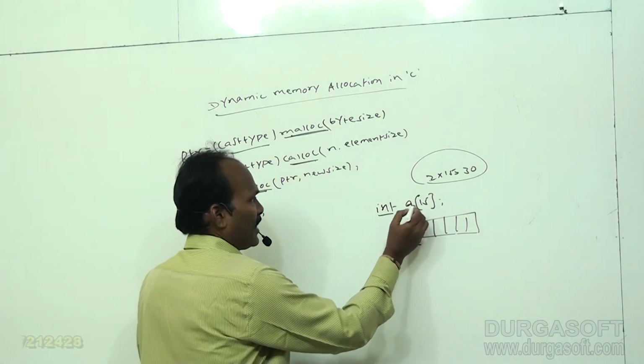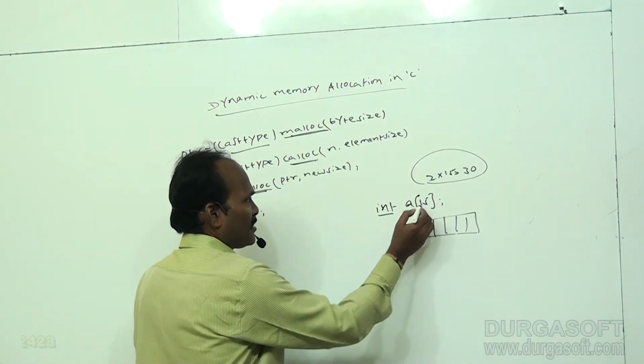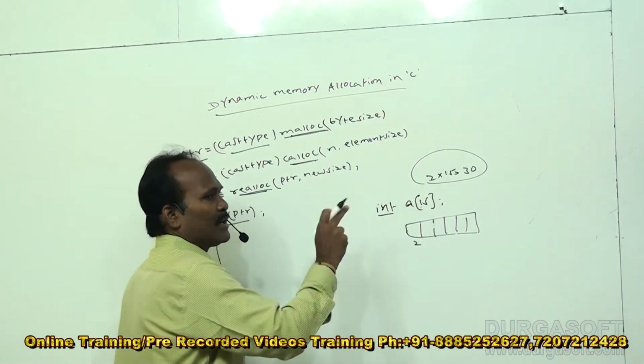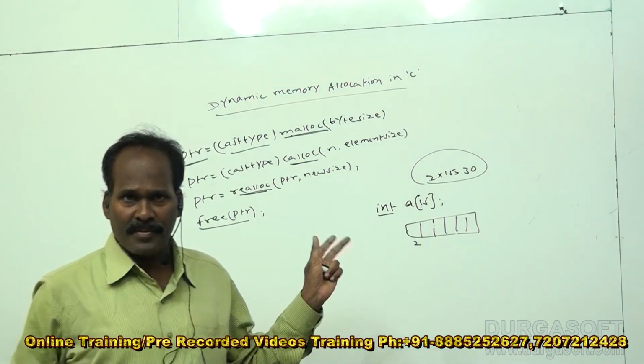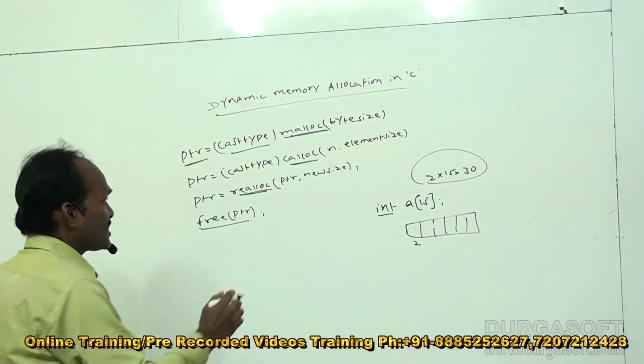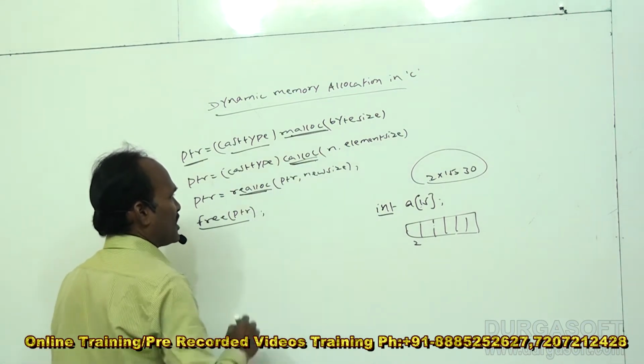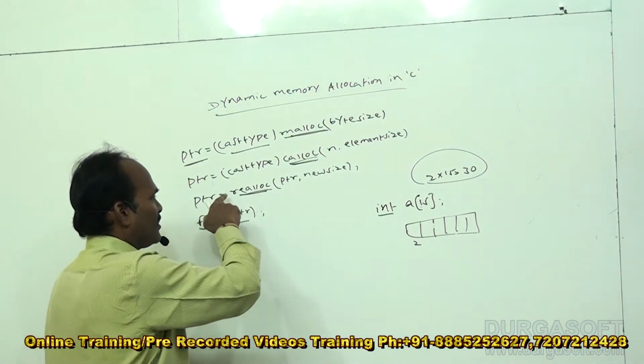Suppose I want to allocate like this, A of 15. A of 15 means what happens here? Similar kind of 15 elements will be allocated side by side in contiguous fashion. In contiguous fashion the memory is allocated. So C stands for contiguous allocation.